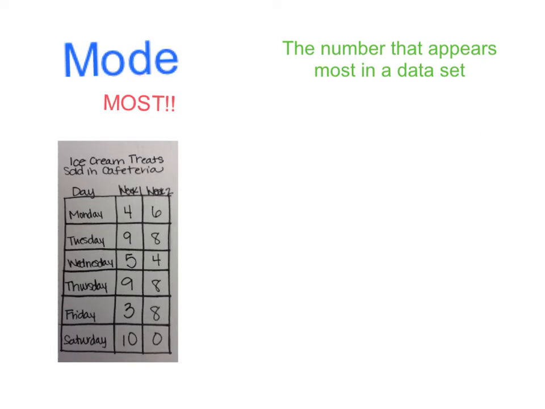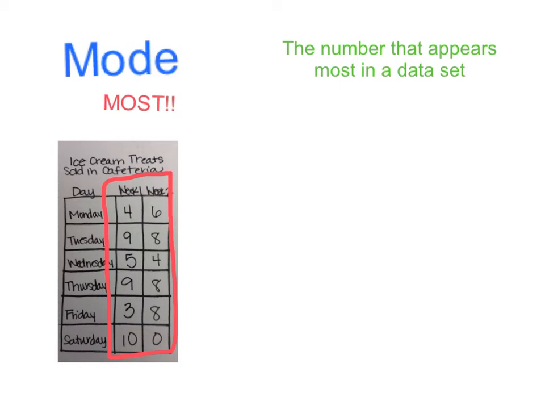We also have mode when describing a data set, and mode sounds like the word most. So the definition of mode is the number that appears most in a data set. So this time we are going to look at all weeks, weeks 1 and 2. So we have to look at all of those numbers, and I'm going to look for the number that appears most often.